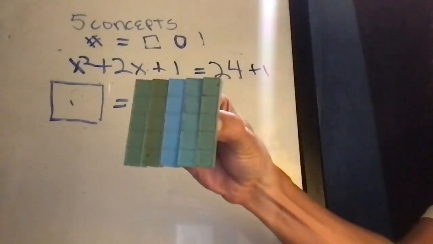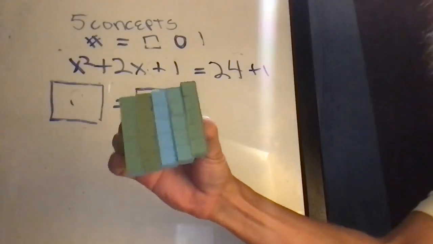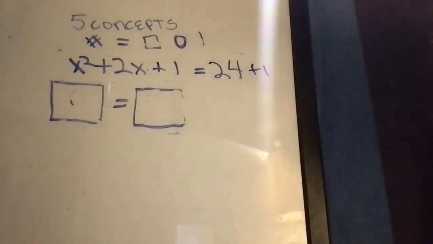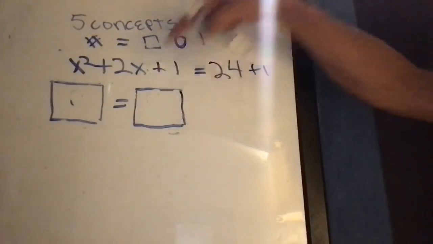It's this one. Have we built pyramids like this? Well, yes, we have. Do we know that this one is 25? Yes. All right. So a square equal to a square again. So now what it's saying is that this square must be 25.